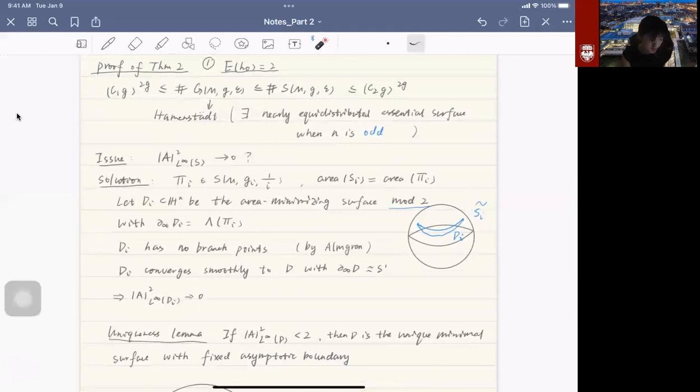we are going to consider the area minimizer mod 2, and I'm going to explain this. First, we take a sequence of surface subgroups in SO(n,1) over i, and we let S_i be the area minimizer in each homotopy class. And let's leave that for a while. On the other hand, we take the area minimizing surface mod 2 in H^n that is asymptotic to the same boundary as the lift of S_i.